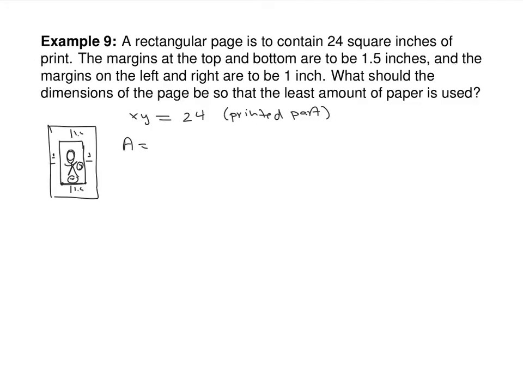So for the total area, how far is it from here to here? If this little bit in the middle is x, this is now 2 plus x. Does that make sense? And this part is now y plus 3. Do you guys agree with that? So the area of the whole page is y plus 3 times 2 plus x. And that's the thing you want to find the minimum of, because you want to use the least amount of paper, right?